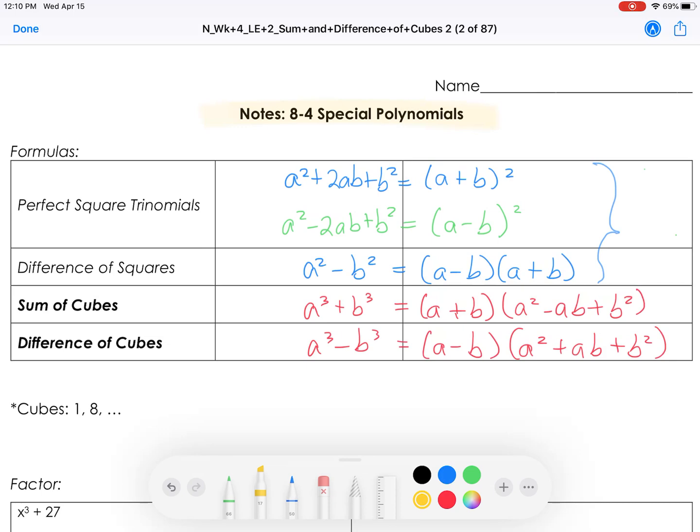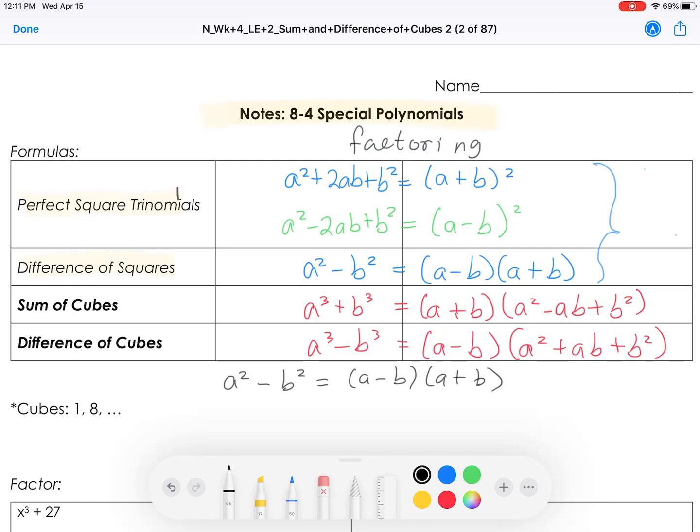These first two formulas, about a perfect square trinomial and a difference of squares, are formulas that we've used in the past. I'm just going to do a simple example for this difference of squares. A difference of squares means you have a squared term minus a squared term. And this formula gives us a shortcut that we can use to find the factored form. That's our goal today, factoring these special polynomials.